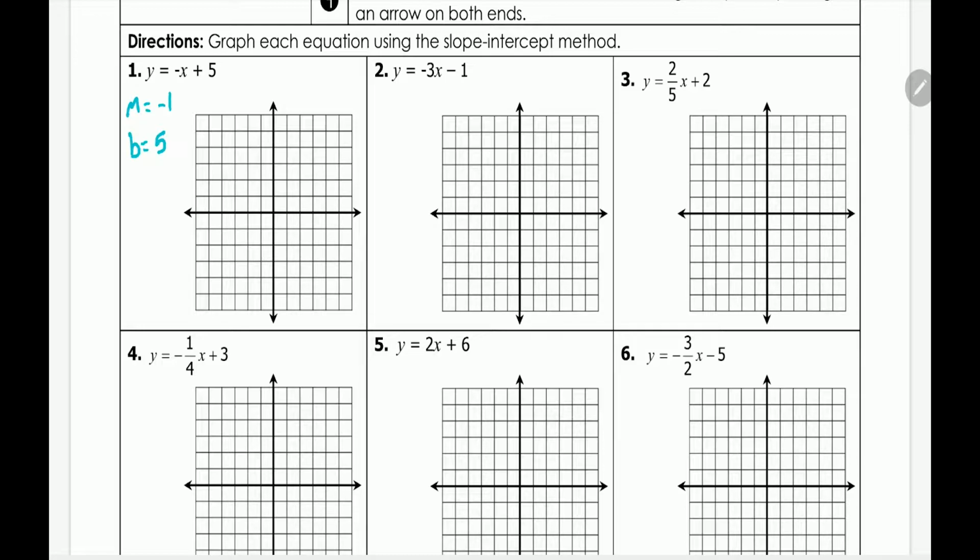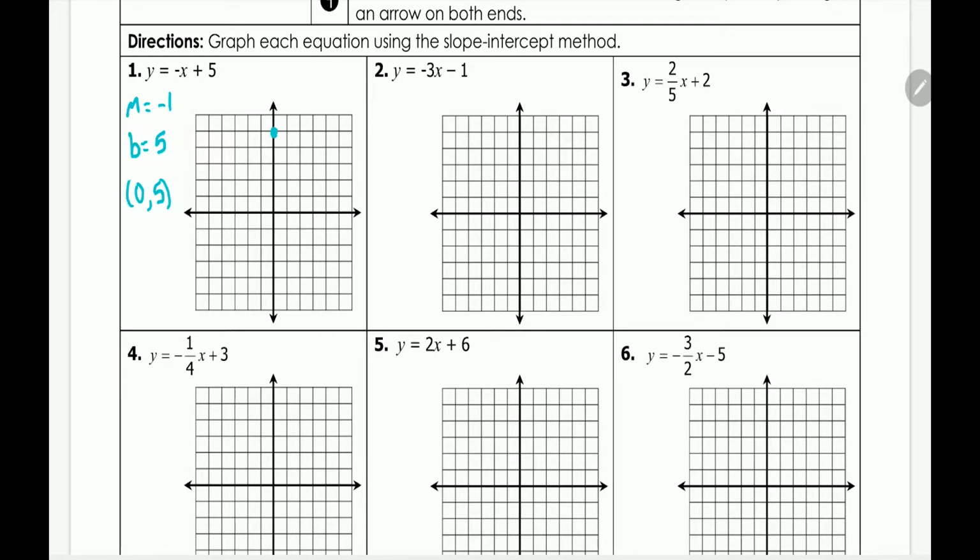So our first step is to add the point (0, b). So we're going to graph the point (0, 5). And if we do that, we go to (0, 5), so we're not going to move left or right any, but we're going to move up 5. So 1, 2, 3, 4, 5. Our first point is going to be here.